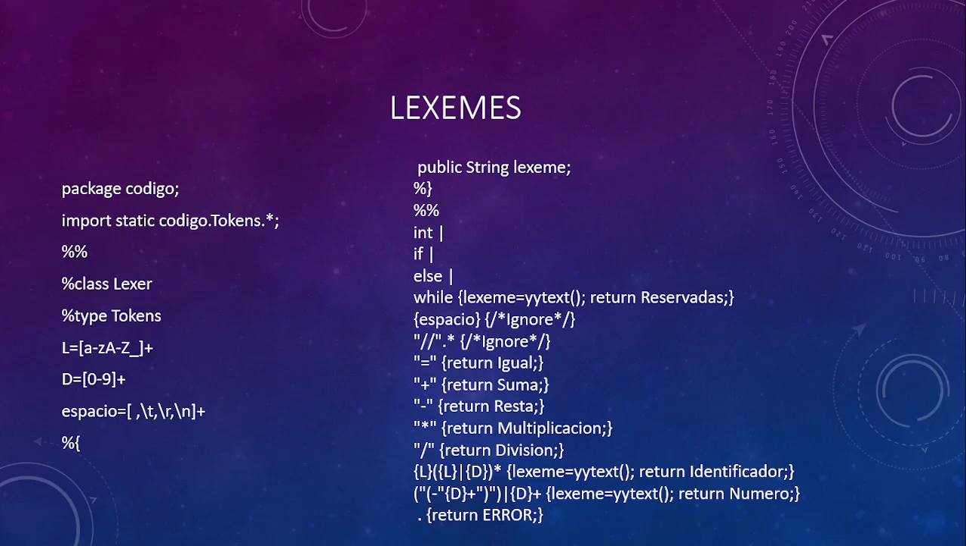As you can see, while the lexeme returns the reserved words, the slide signs are ignored, the equals sign is igual, the plus sign is suma, the minus sign is resta, the dot returns multiplication, the slash is division, the letters are identificadores and digits plus return número, otherwise return error.